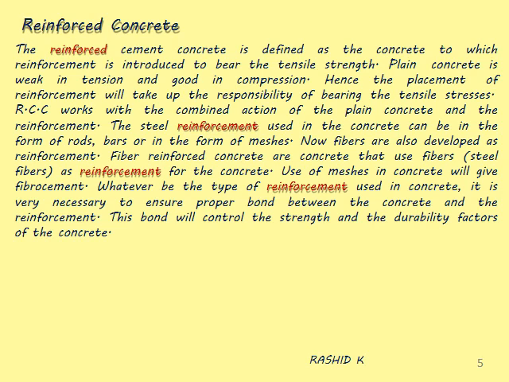The steel reinforcement used in the concrete can be in the form of rods, bars, or in the form of meshes. Now, fibers are also developed as reinforcement. Fiber reinforced concrete are concrete that use fibers, which are the steel fibers. And use of meshes in concrete will give fibrocement. Whatever be the type of reinforcement used in concrete, it is very necessary to ensure proper bond between the concrete and the reinforcement. This bond will control the strength and durability factors of the concrete.